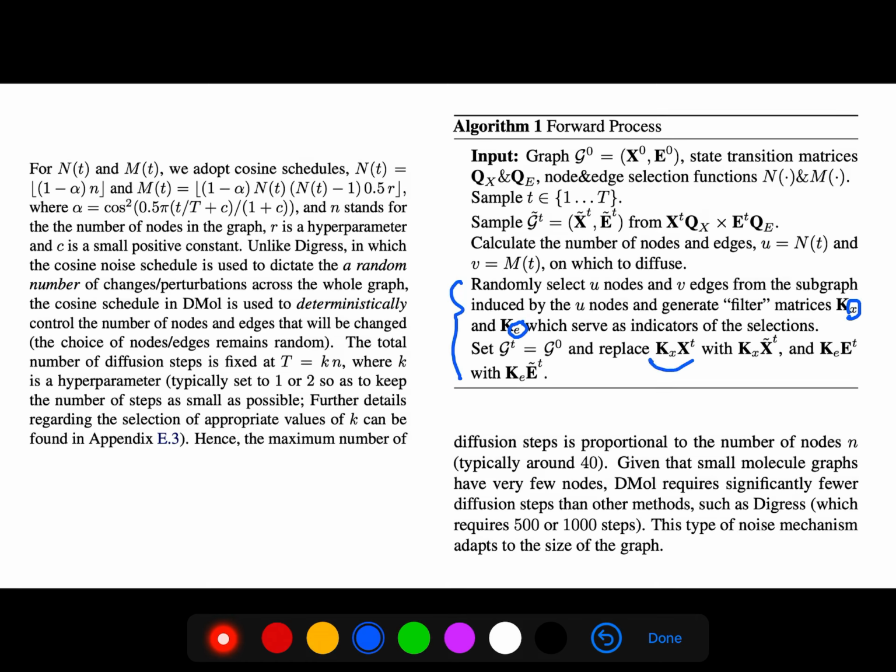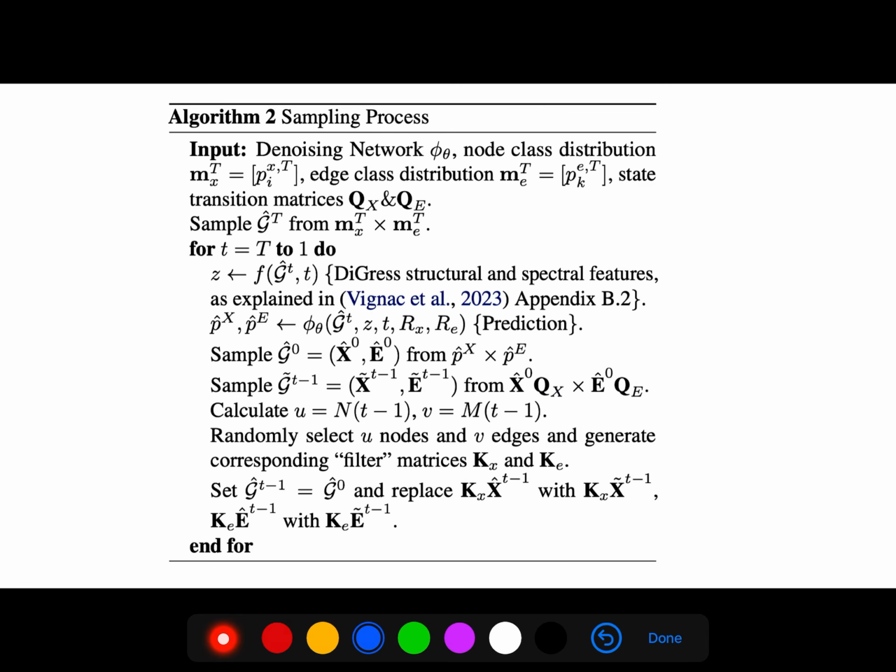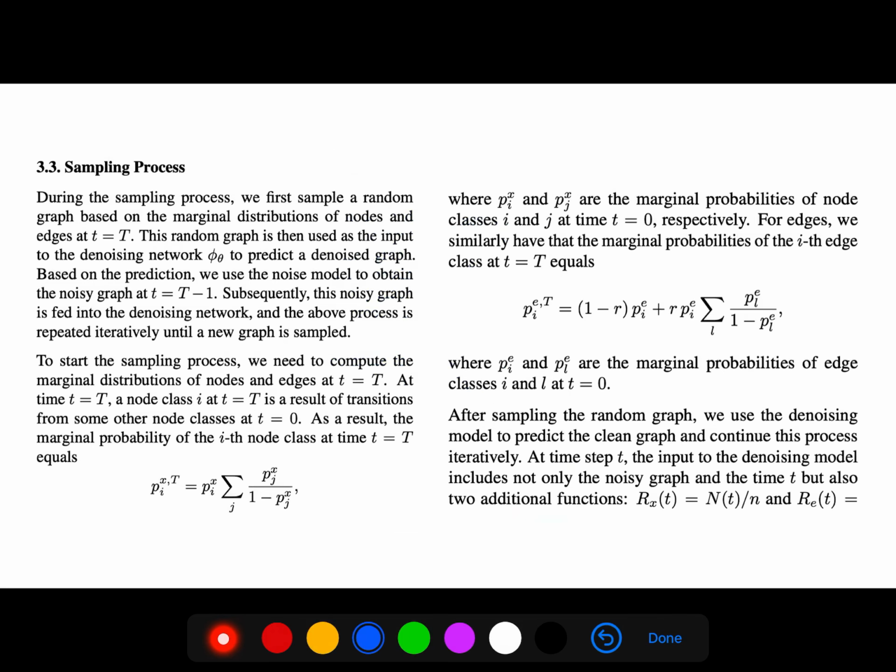So we replace Kx with Kx tilde, similarly for edges. Because this K is an indicator function, it is selecting a subset of edges and a subset of nodes. That's why we represent them like this. So we just replace it here. Okay.